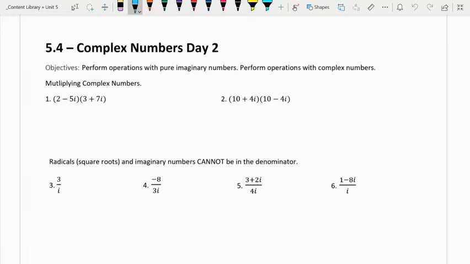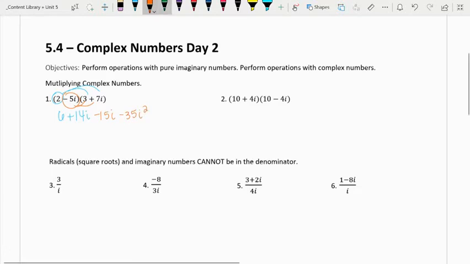So multiplying complex numbers, basically if you look at number 1, think about it as an x, right? You would FOIL here, or in other words, double distribute. So you're going to do the same thing here, okay? But there's i's now. So we're going to take the 2 and distribute. So 2 times 3 is 6, 2 times 7 is 14, and then we have an i. Then distribute the negative 5, and we have negative 15i, and then a negative 35i squared.